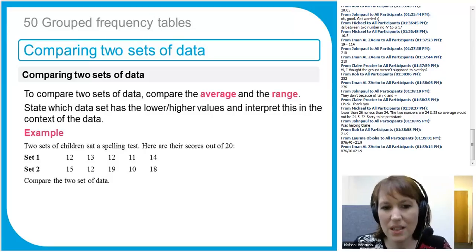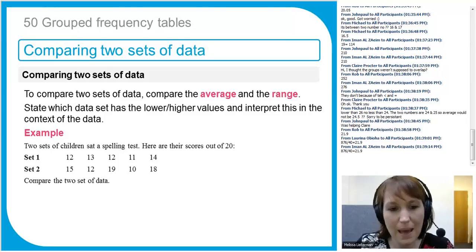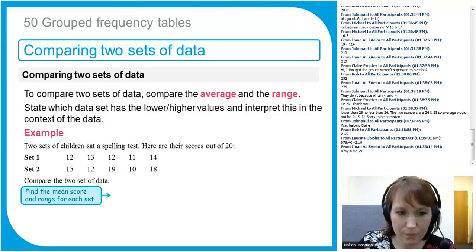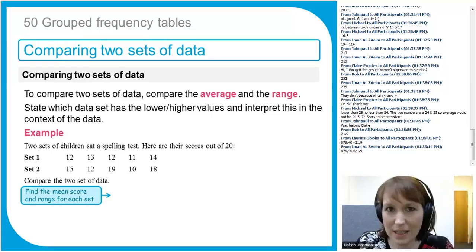So what does that mean? We've got some numbers on the top and some numbers on the bottom. To compare them, we need to calculate the mean for both sets, and we need to calculate the range for both sets to get full marks. And then we need to make a written comment to say how those two compare. So first of all, let's work out the mean.